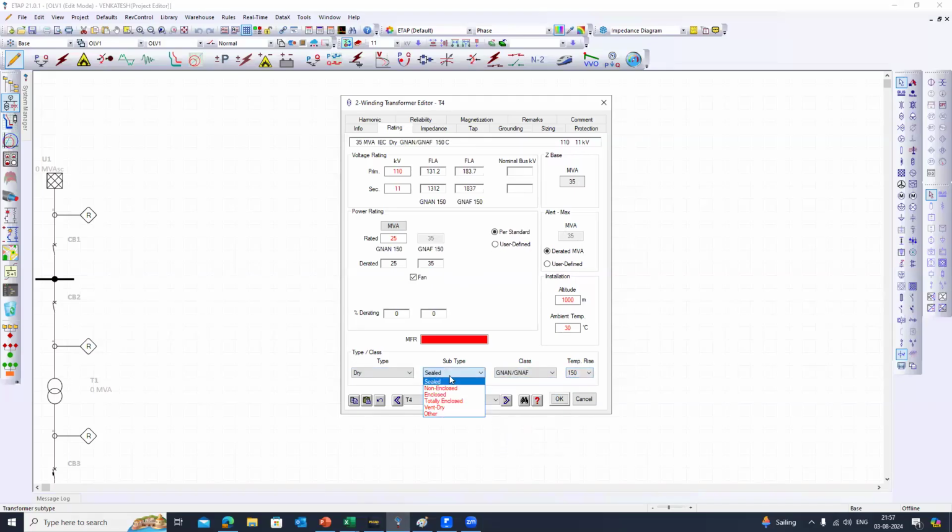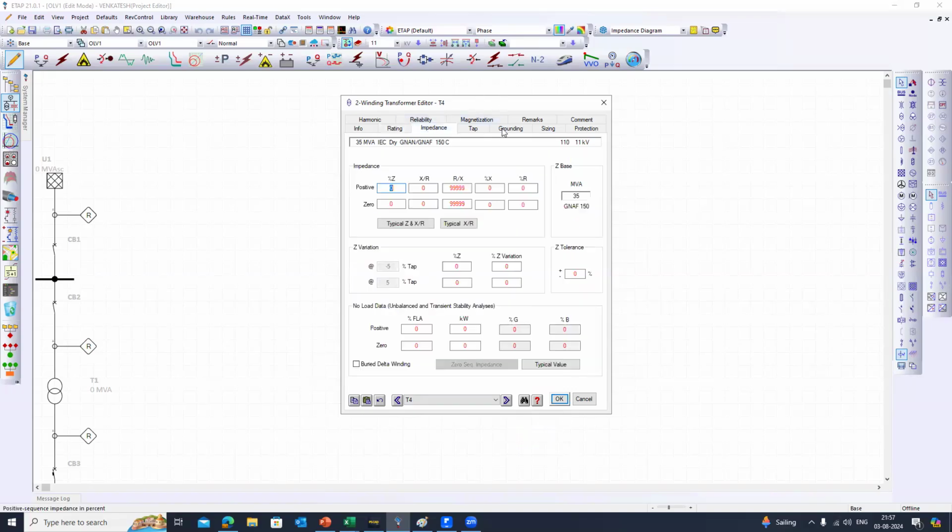Depending upon the type, if it is an enclosed type or non-enclosed type, depending upon the type of cooling classes, you can use it up to 150 degree. So this is about the class of the transformers. Of course, you get these details from the transformer manufacturer.